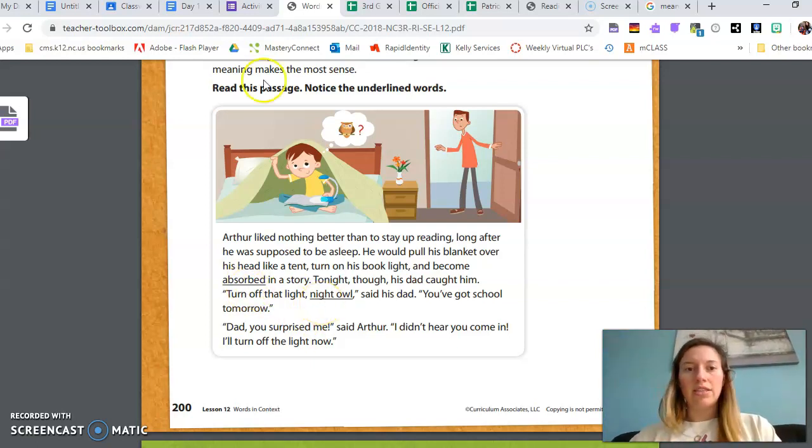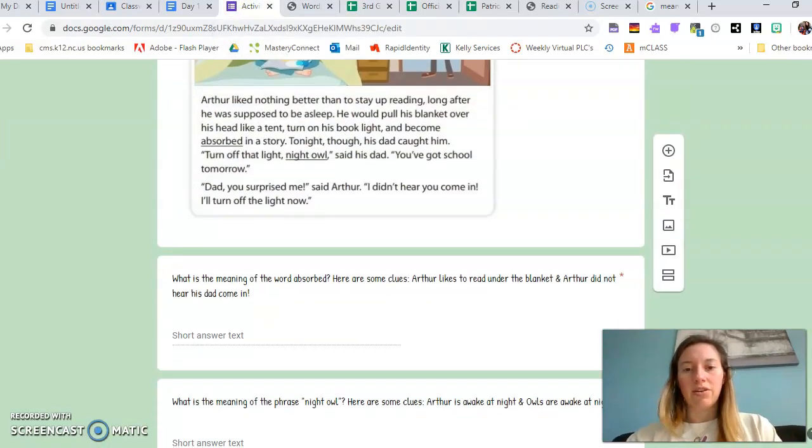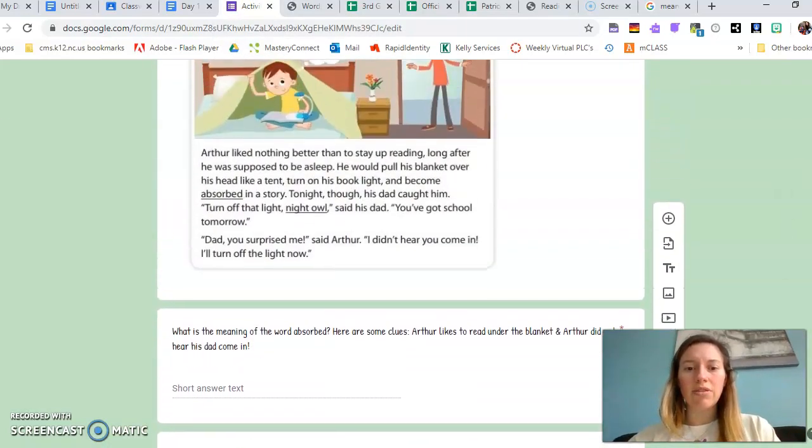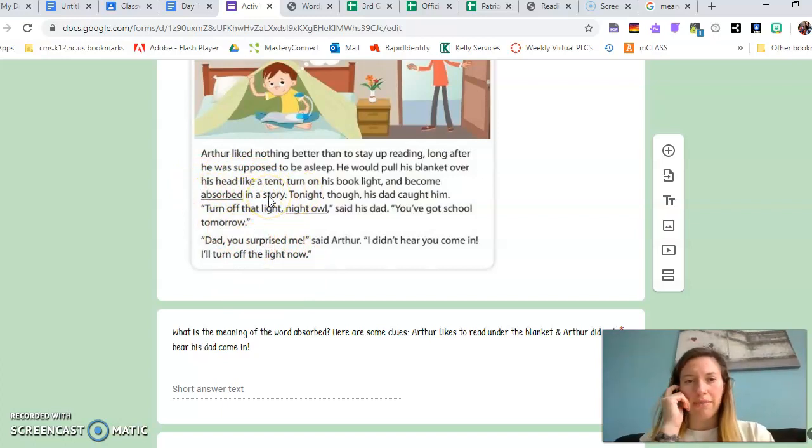So let's think about the word absorbed first. So you're going to be on here with me. What do you think the meaning of the word absorbed is? Say I have the clues of what Arthur likes, right? He loves to stay up late reading. That's his favorite thing. And then his dad caught him, and he was surprised by Dad. He didn't hear him because he was absorbed in the story. So what do you think that means?